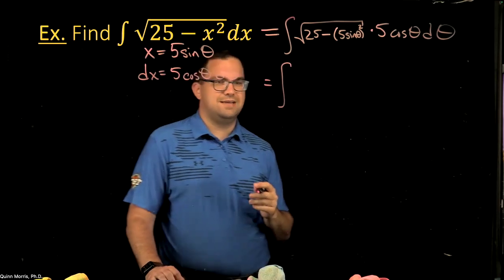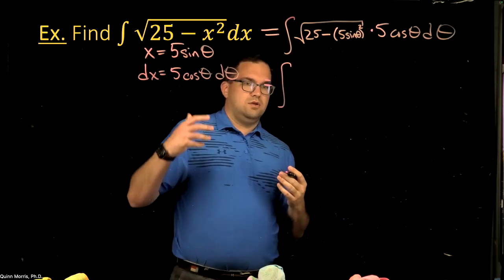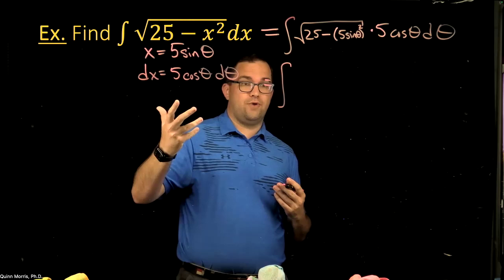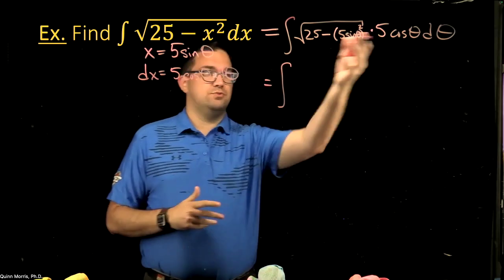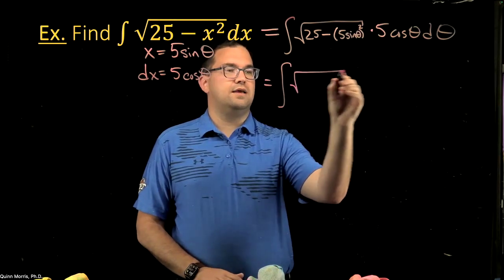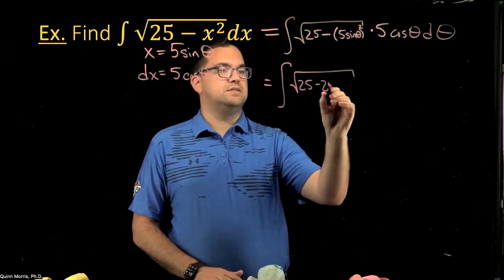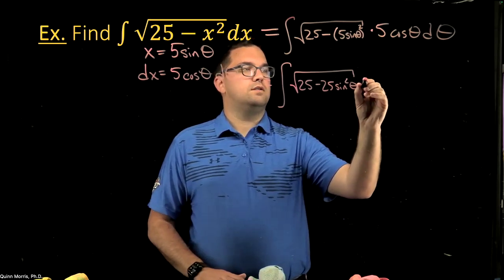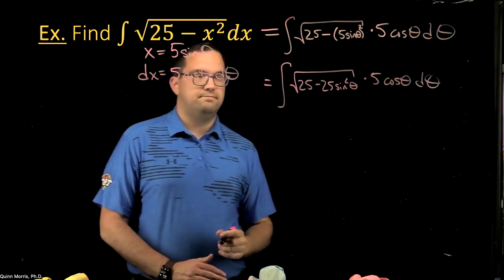One of the themes we're going to be seeing as we move along through some of these methods of integration is that there's some tool, some technique, some trick that helps simplify the integrand, but then a lot of the work just becomes doing some algebra. So in this case, we need to do now some algebraic simplification of the integrand. So if I look at this, this is really 25 minus, if I square each piece, 25 sine squared theta, times, again, this 5 cosine theta d theta.